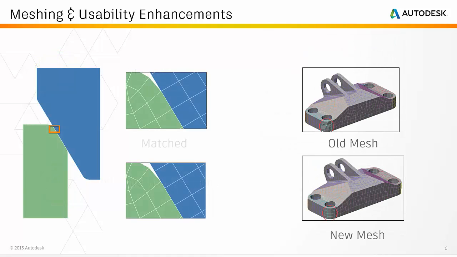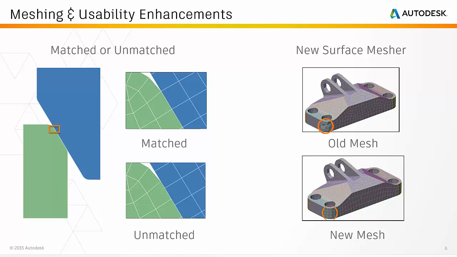Now, let's start focusing on surface mesh related improvements. Our legacy surface mesher predominantly created matched meshes between parts because the simulation mechanical solvers relied on mesh matching for most contact types. However, mesh matching can reduce the success rate when meshing complex assemblies.